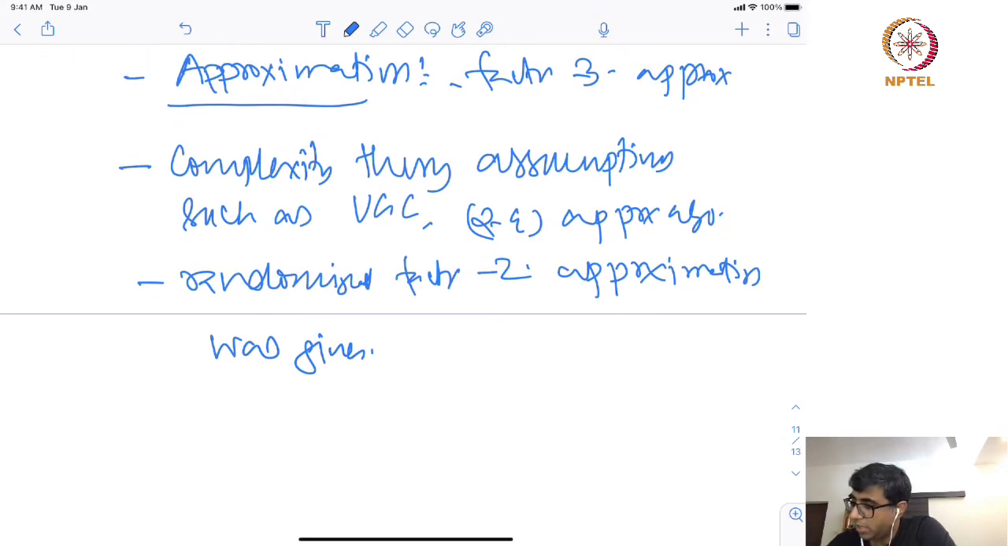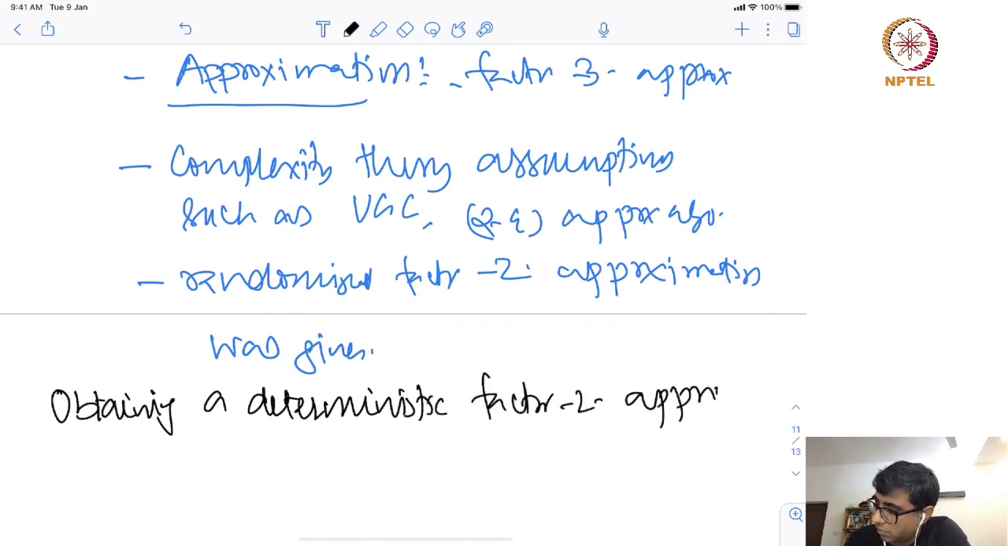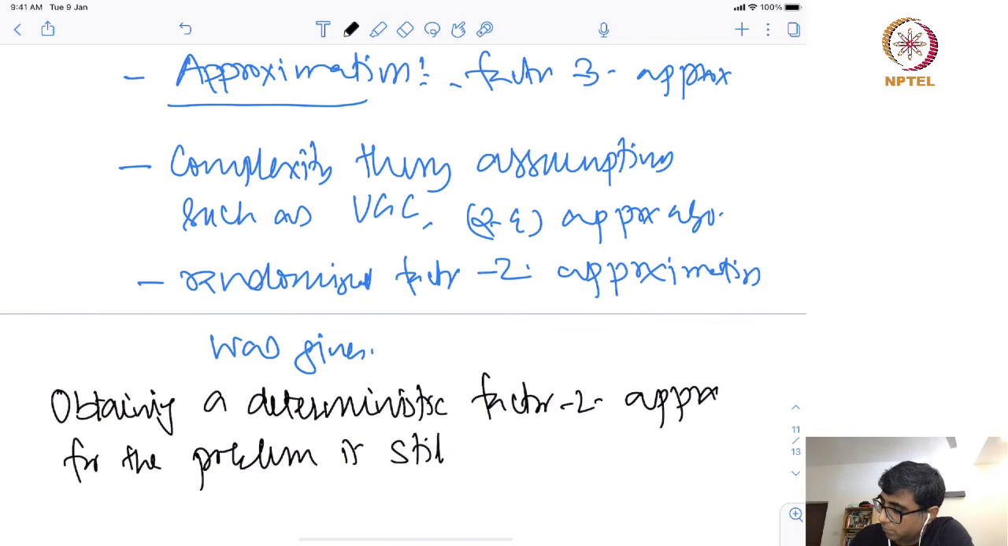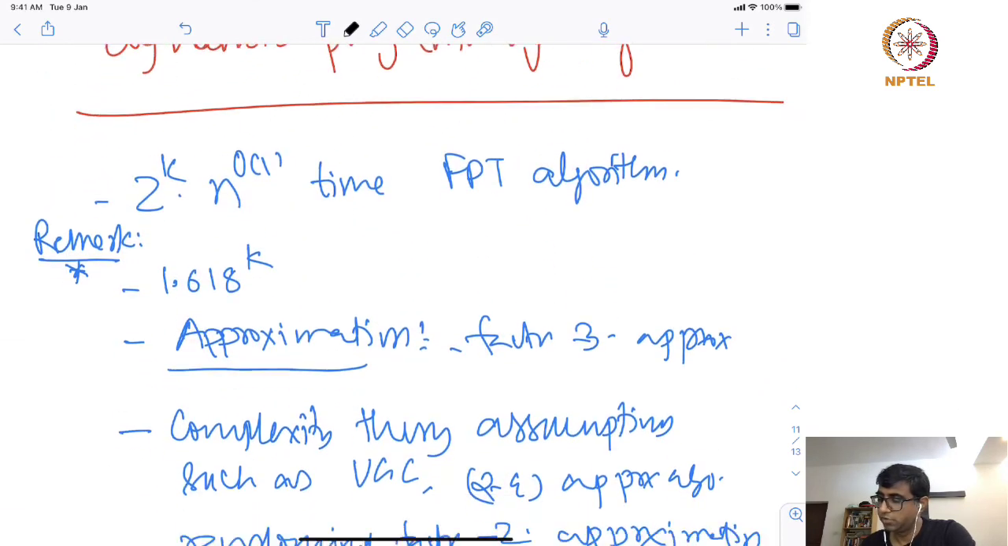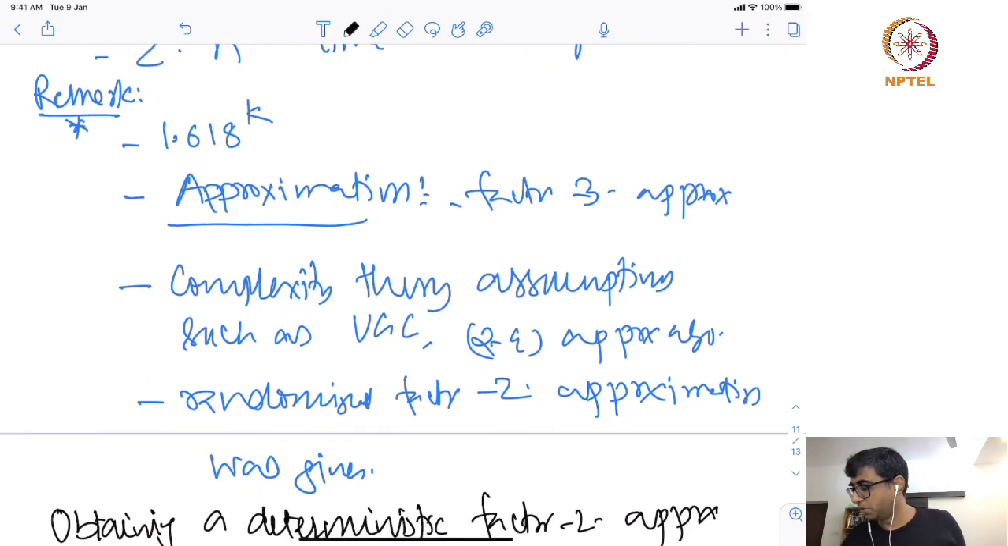Obtaining a deterministic factor 2 approximation for the problem is still open. The algorithm for this factor 2 approximation is quite interesting and simple, and it is just divide and conquer, like merge sort. If someone is interested, they can write to me and I can give you a pointer to this. But these are just a small set of remarks that have nothing to do with the lecture, just to give you a fuller picture of what is known about these problems.